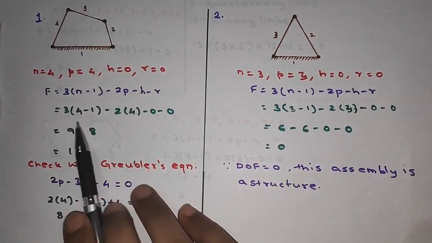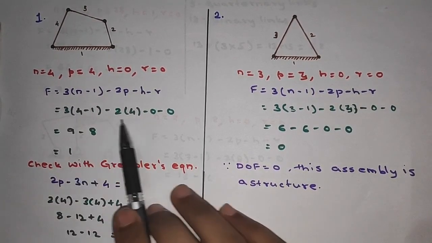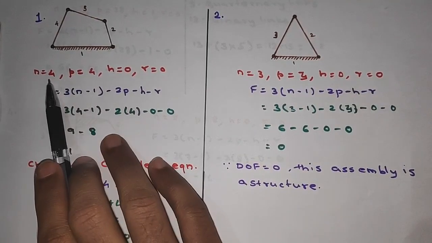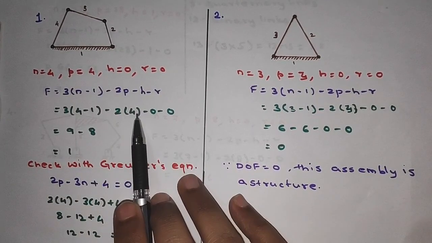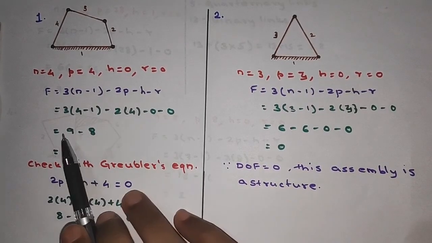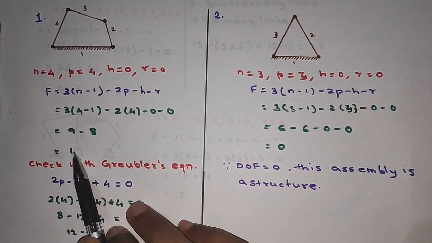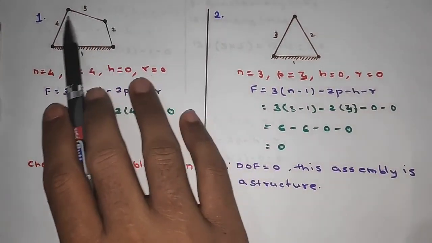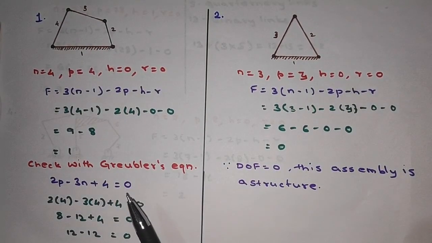So we substitute the values of n and p. We get this equation, that is 3 into (4 minus 1) because n is 4, minus 2 into 4 because p is also 4. H is 0, R is 0, so I have substituted 0 here. On simplifying, I get this as 1. So this means this given arrangement, or this mechanism, has only 1 degree of freedom.